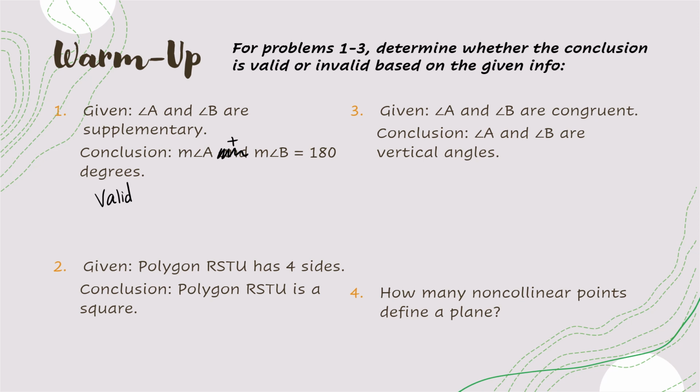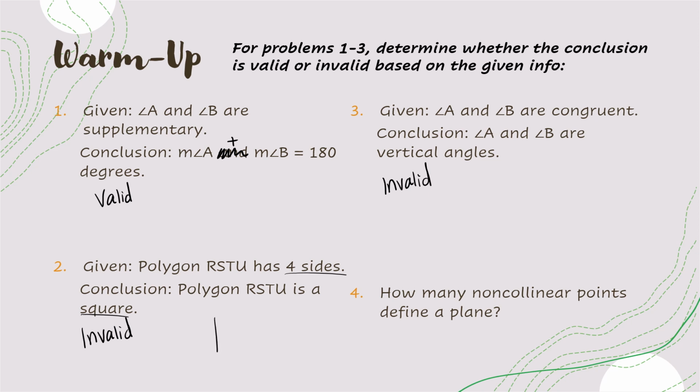For number 2, polygon RSTU has 4 sides. The conclusion that polygon RSTU is a square, that's invalid. We don't have enough information. The definition of a square is going to be more complicated than just 4 sides, so this would be invalid. Okay, number 3, angle A and angle B are congruent. The conclusion that angle A and angle B are vertical angles is again invalid. You can think about some counterexamples, perhaps, really both for number 2 and 3.